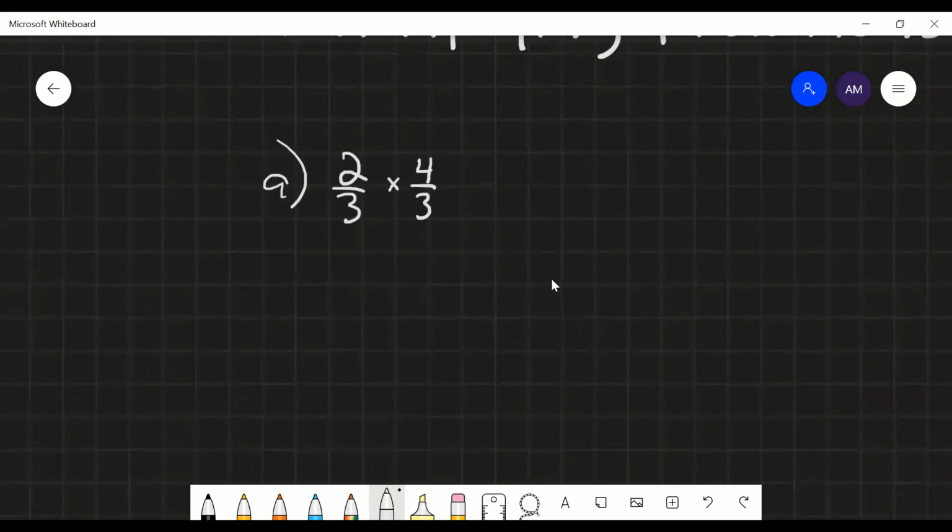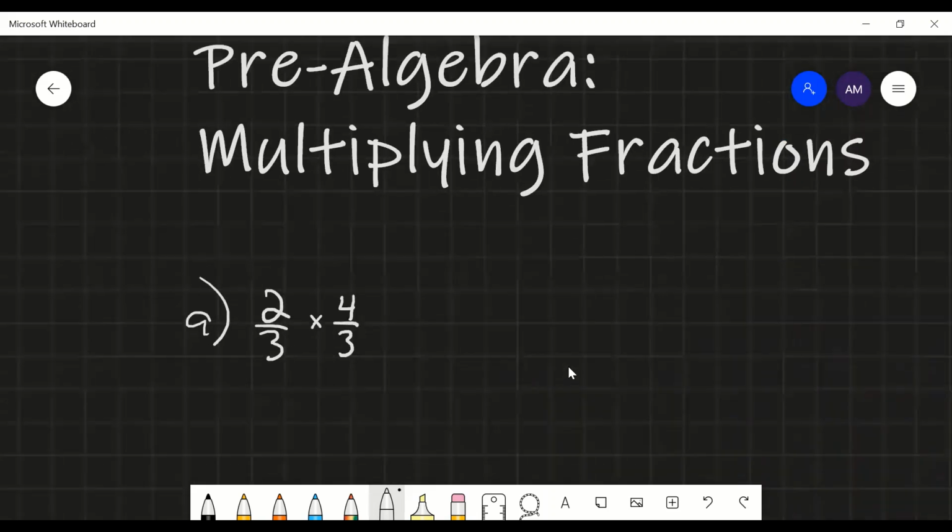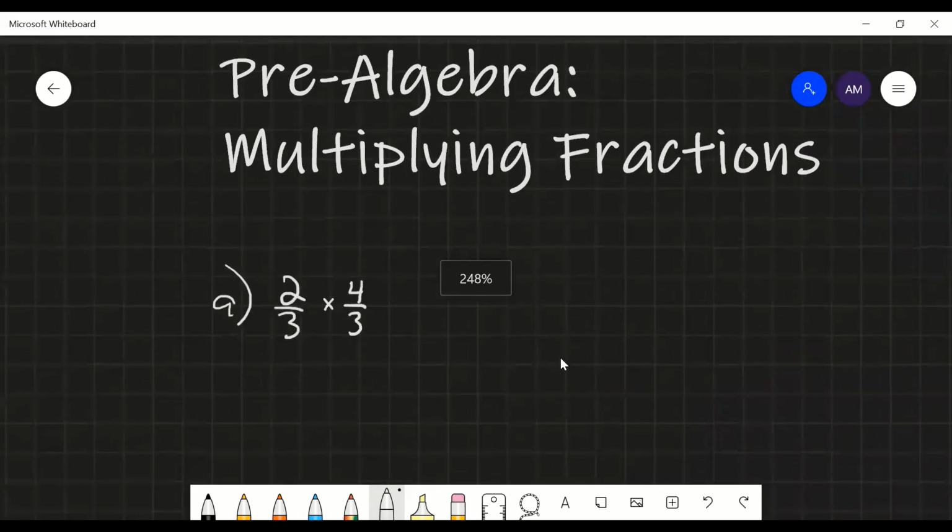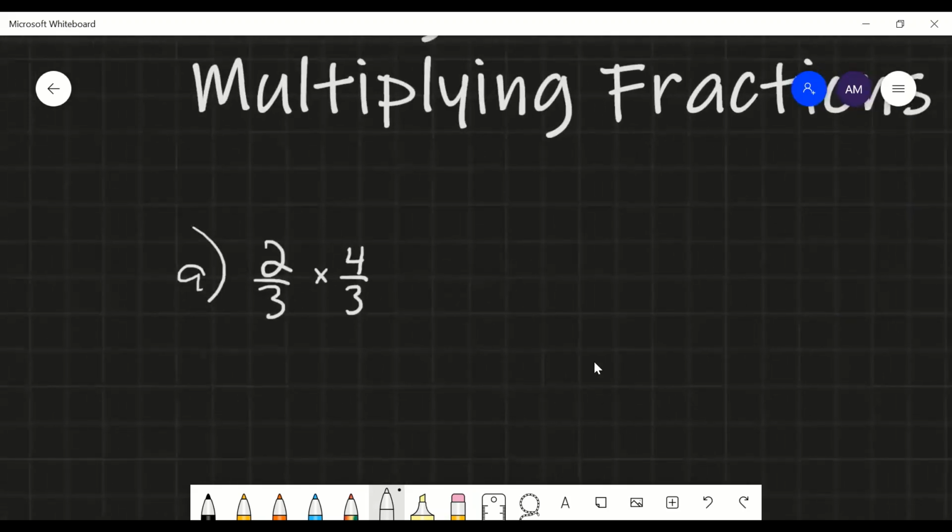So let's jump into this example. 2 over 3 times 4 over 3. I chose multiplying fractions as the first thing to show you. Normally when you're in elementary school, you learn how to add numbers first and then subtract them and then multiply them and then divide them. But you'll see very quickly in the next few videos why it's better to learn how to multiply first. This is actually the easiest operation to do. Very, very easy to remember.